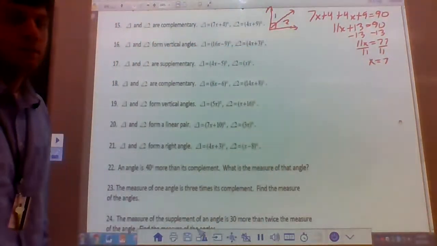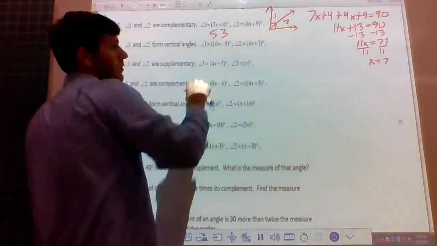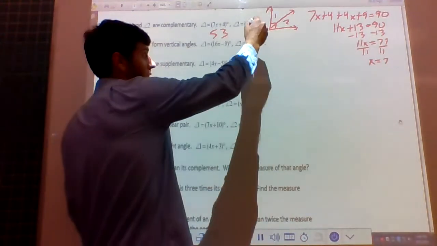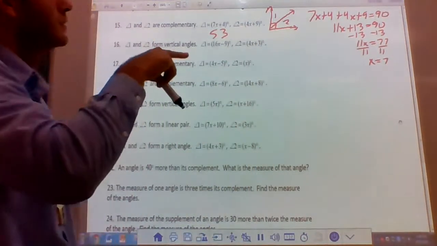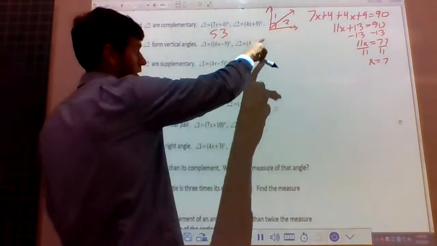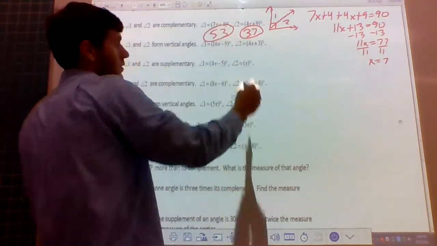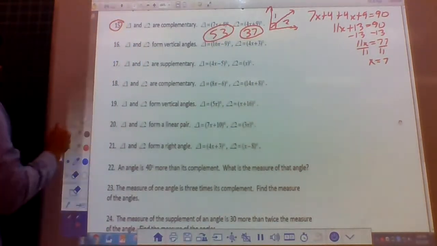So 7 times 7 is 49, plus 4 is 53. 7 times 4 is 28. 28 plus 9, or 28 plus 7 is, wait, what? Plus 9. That's why, okay. 28 plus 9 is 37. Thought we made another error. Okay, vertical angles here, so that's 15.